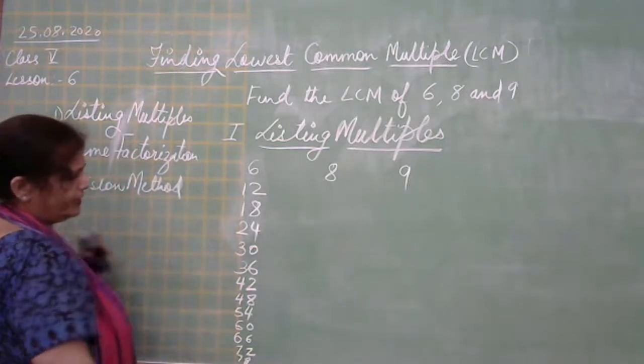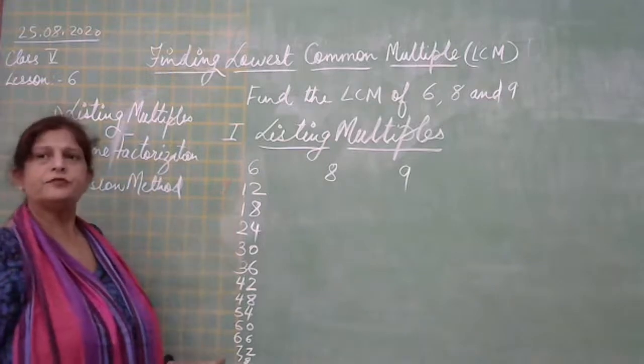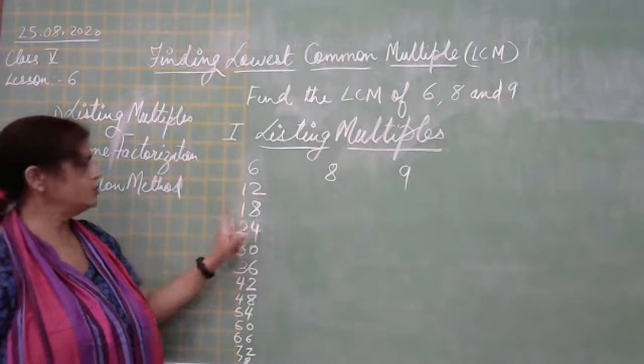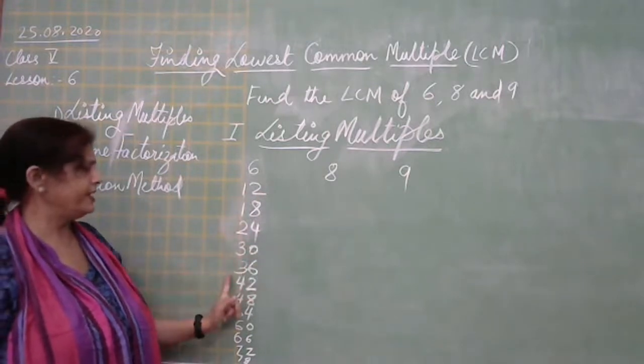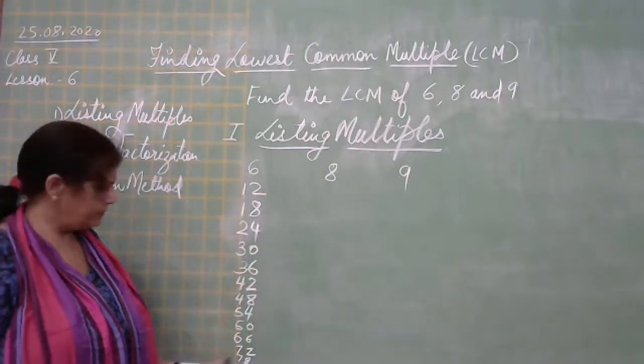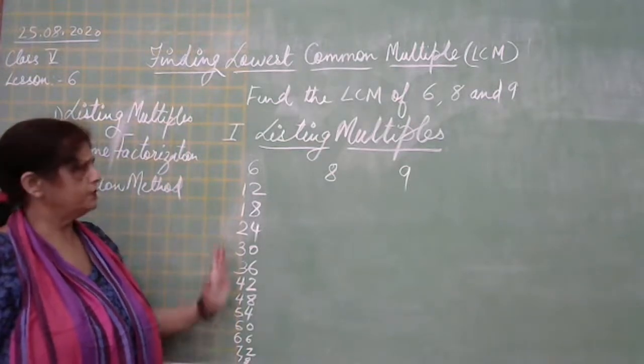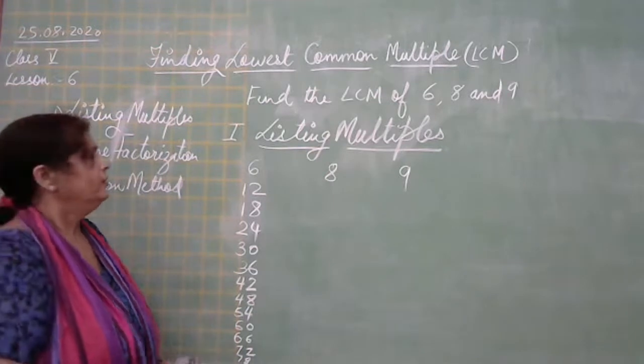So this is how we get the multiples of 6 here. 6 times 1, 6 times 2, 6 times 3, 6 times 4, 6 times 5, 6 times 6. Like this we come and we write all the maximum which is possible here, up to 10, 11, okay? We have to write.